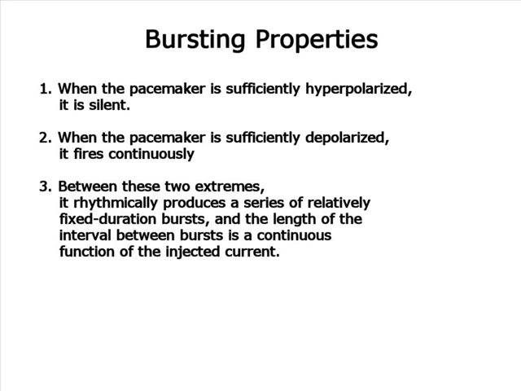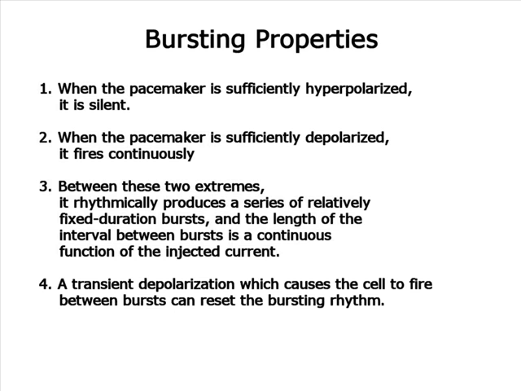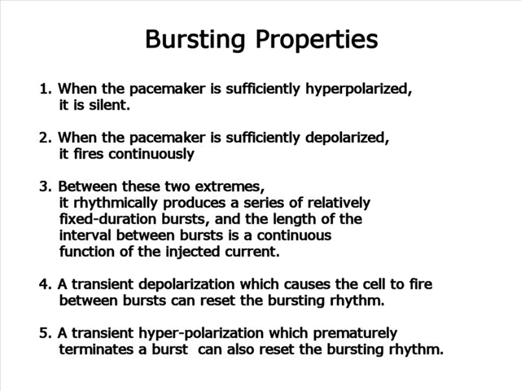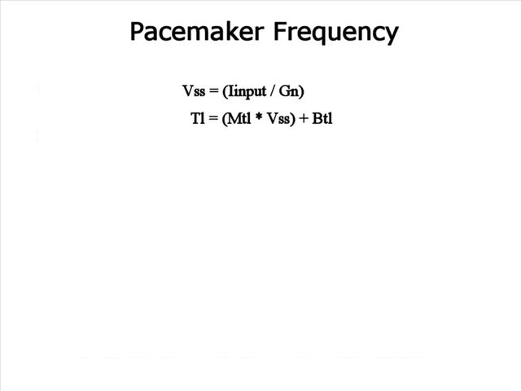The length of the interval between the bursts is a continuous function of the injected current. Fourth, a transient depolarization which causes the cell to fire between bursts can reset the bursting rhythm. Fifth, a transient hyperpolarization which prematurely terminates a burst can also reset the bursting rhythm. For this pacemaker, the burst duration is explicitly provided by the user. The parameter T sub h specifies the duration of the burst, and I sub h is the intrinsic current that is active during this time.